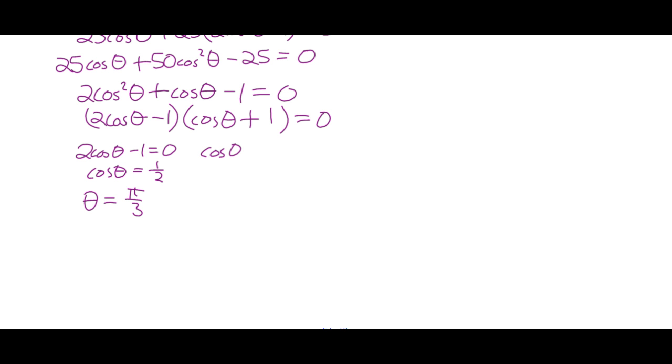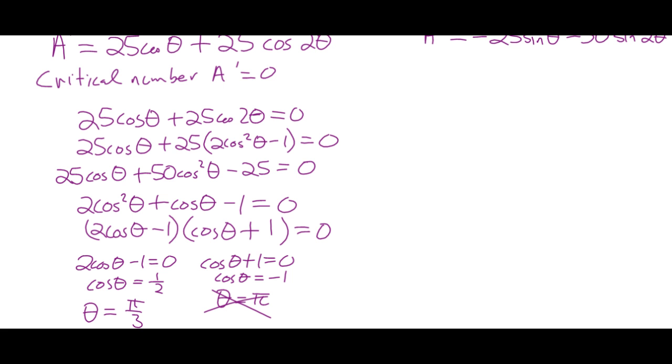And cos theta plus 1 is 0. Cos theta is negative 1. 3 pi over 2. Okay, and that's out. Oh, pi. Pi. You're right. Okay. All right, which we can reject anyways because we already said if theta is pi, then the area is 0, right? So we don't need to look at that. So we do need to look at A double prime at pi over 3.